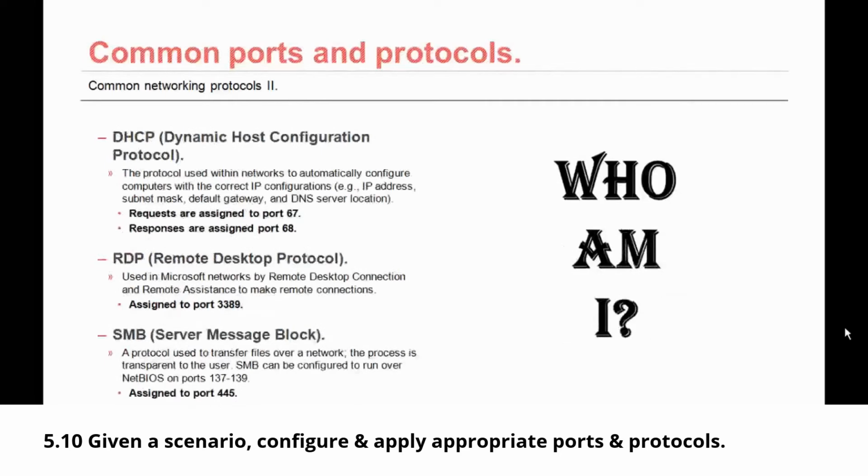Then there's DHCP, or Dynamic Host Configuration Protocol. This is the protocol used within networks to automatically configure computers with the correct IP configuration. There are two ports used with DHCP. Requests are assigned to port 67. Responses from the DHCP server are assigned to port 68.